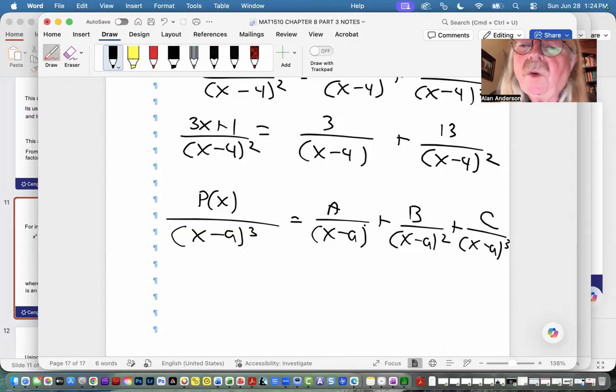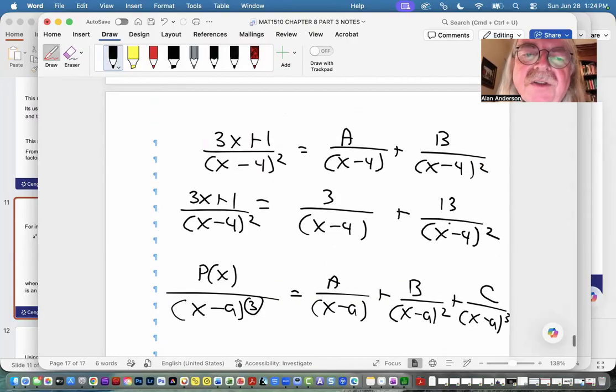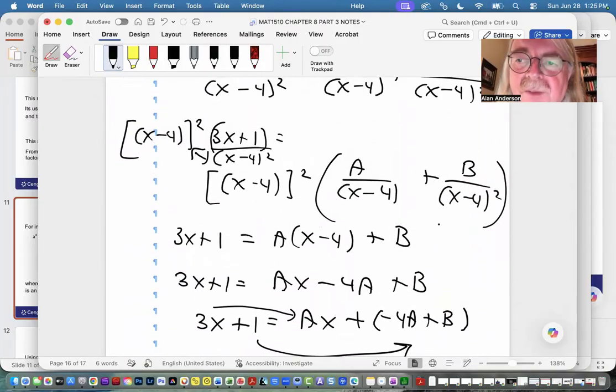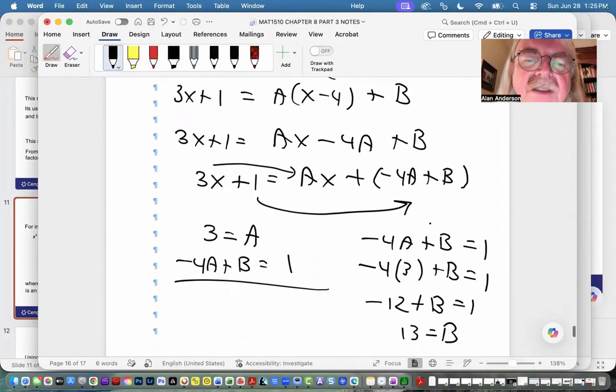So in other words, you need one term for each power. If the exponent is three, we need three terms, which are one, two, and three. The exponents are one, two, and three. You notice here we had two terms and the exponents were one and two. So when we have these repeated factors, this is how it works.